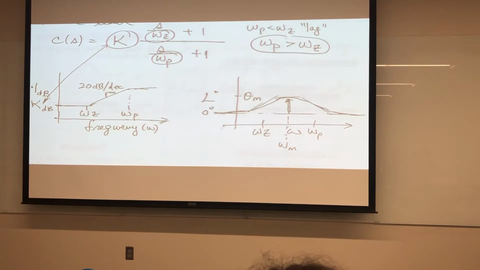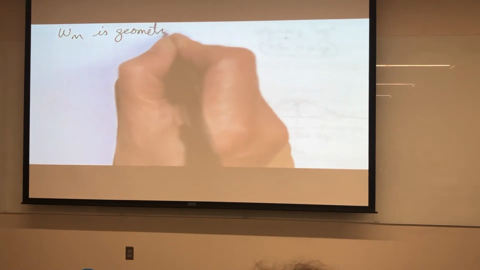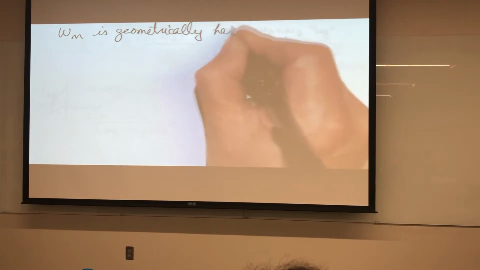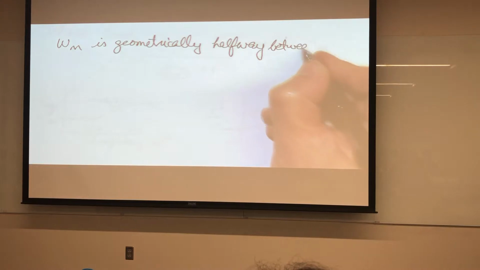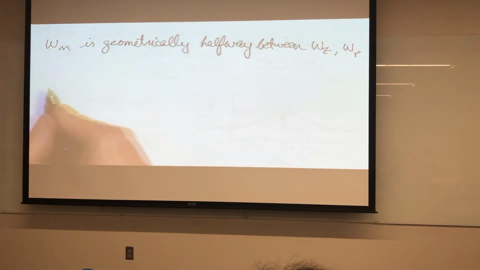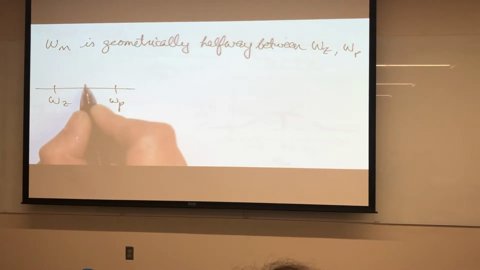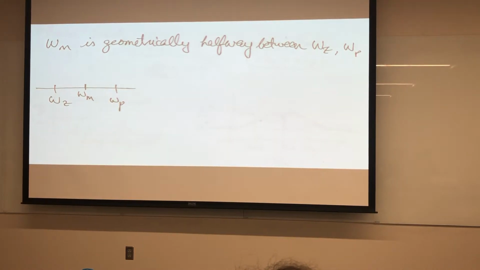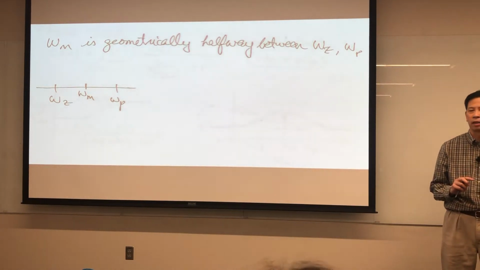This omega m is, geometrically, on a piece of paper, halfway. It's geometrically halfway between omega z and omega p. What I'm saying is, if I drew a picture here and said this is omega z and this is omega p, then I go halfway in between, and this is omega m. If I gave you two numbers and asked what's halfway in between them, how would you find that?